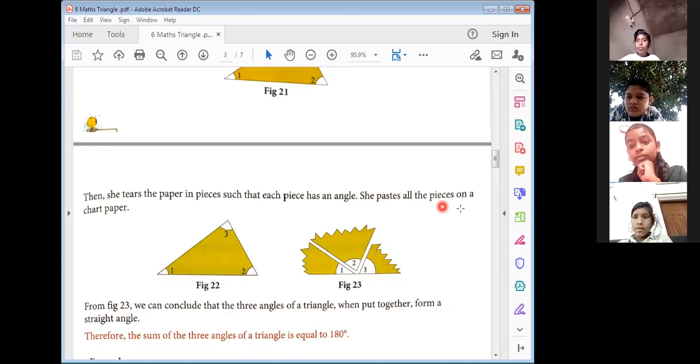Then she pastes all the pieces on a chart paper. You can also place them on a copy and see. Then you would find that the three angles of a triangle when put together form a straight angle. If it does not tear properly, cut it with scissors, and then bring the three angles together, and you will get a straight angle.